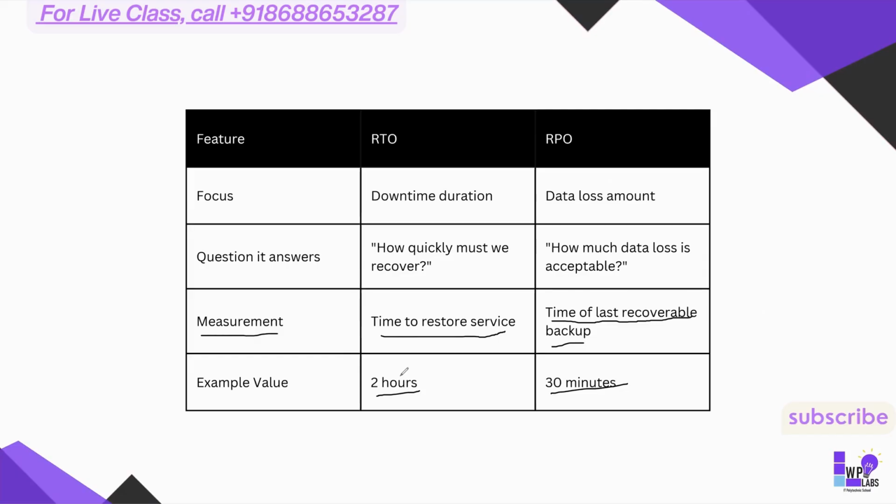So hopefully those two diagrams will help you visualize for RTO how long an organization takes to restore operations after a failure while staying within the acceptable downtime. And for RPO, hopefully that diagram will show you how much data loss is acceptable when we define a backup and disaster recovery strategy.